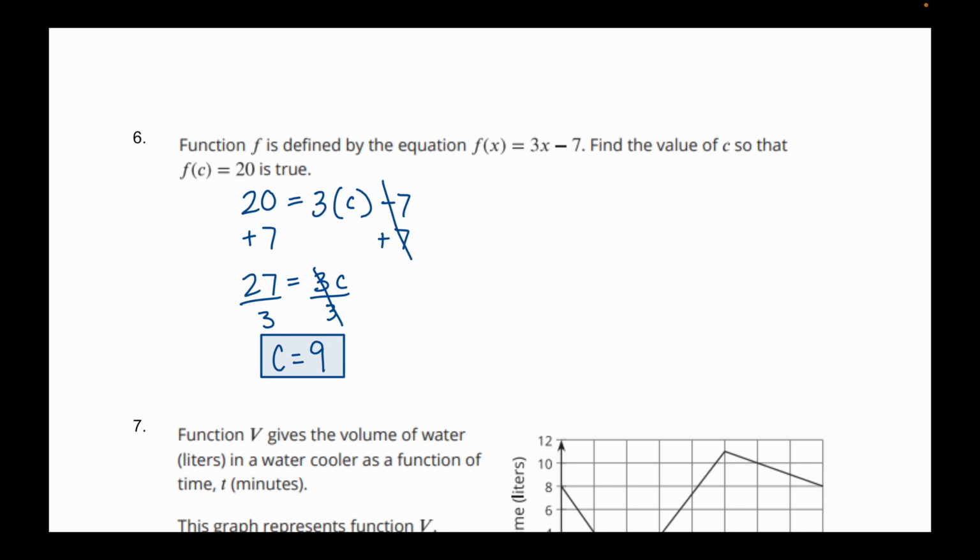You can always double check your work by plugging it back in and saying 3 times 9 minus 7. This would give us 27 minus 7, which is 20. So this was my check. Optional step, but highly recommended, especially because you always want to know your work is correct.